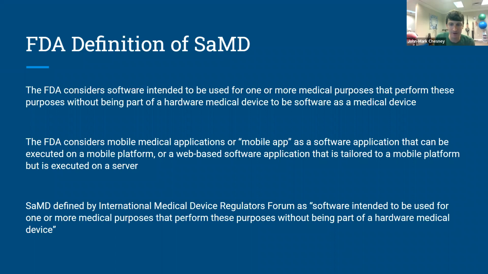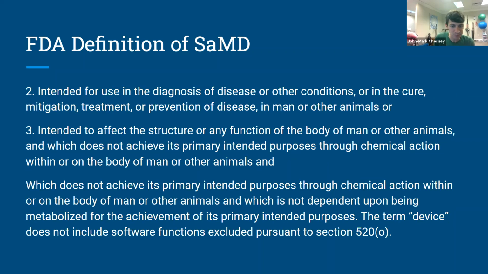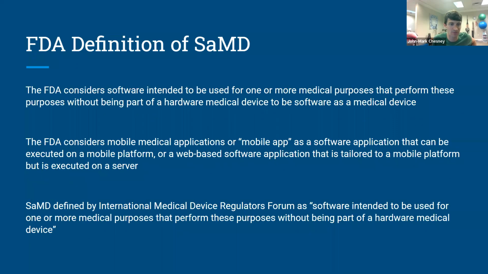So again, I can't really make much sense of that, and I would imagine it would take a high-level attorney to really decipher all these terms. The FDA considers software intended to be used for one or more medical purposes that perform these purposes without being part of a hardware medical device to be software as a medical device. The FDA considers mobile medical applications, or mobile apps, as a software application that can be executed on a mobile platform, or a web-based software application that is tailored to a mobile platform but is executed on a server. That last sentence makes the most sense to me out of all this so far.